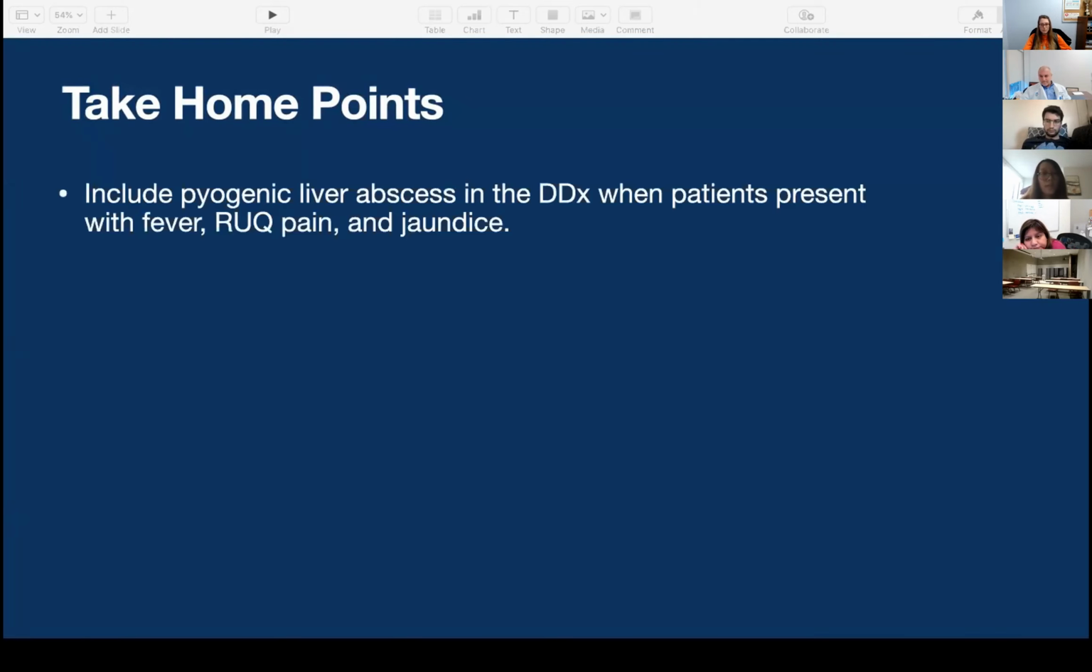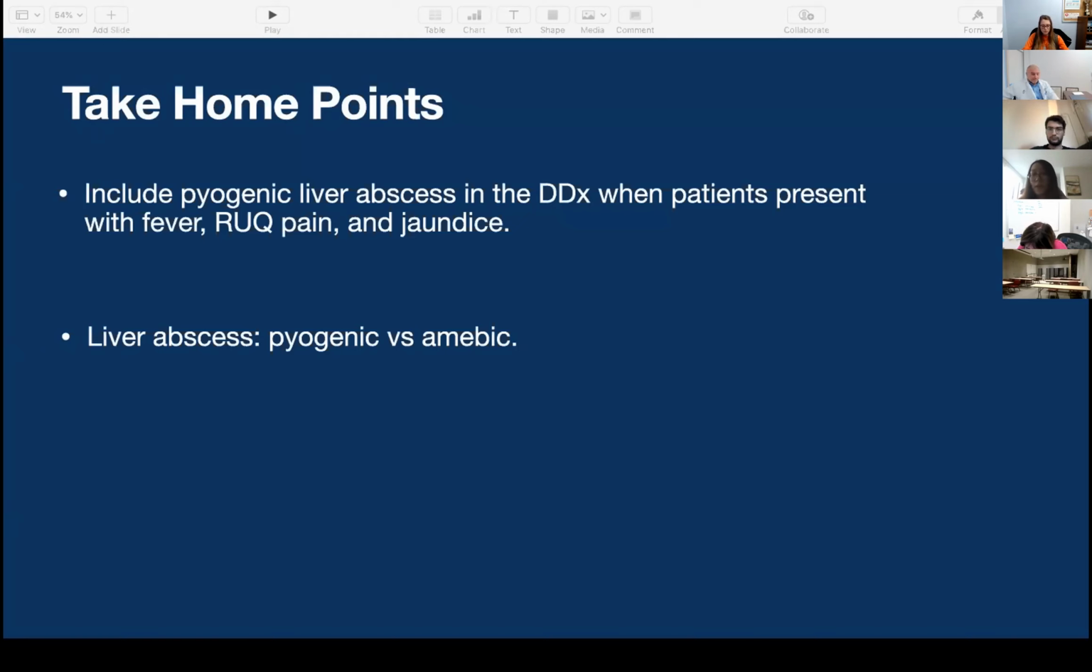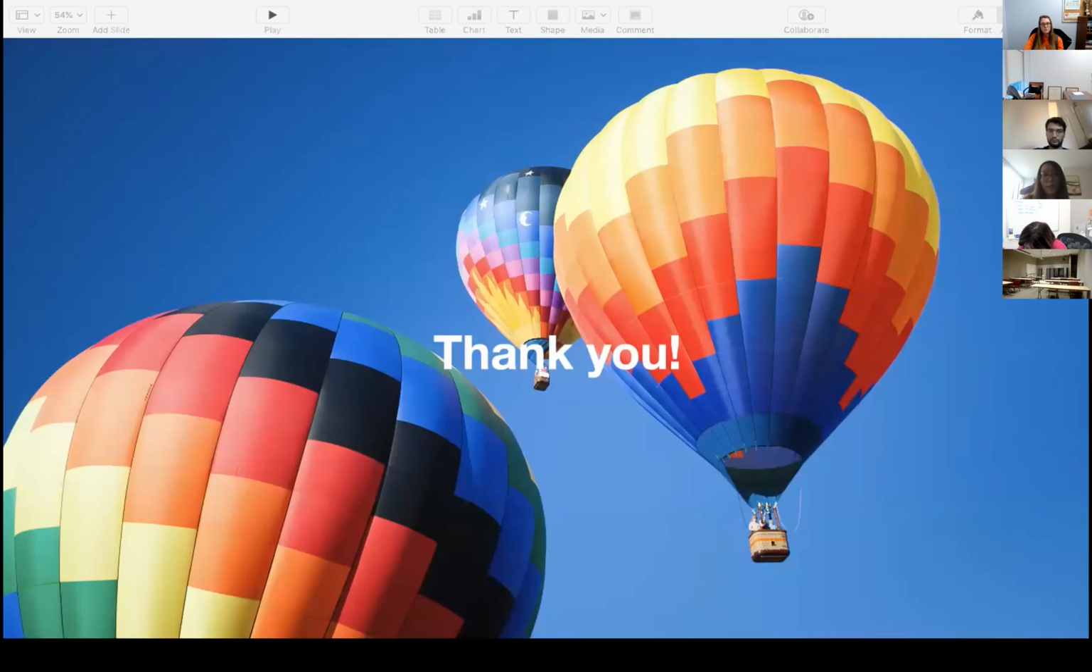So the take-home points. I think the first thing is that we need to put pyogenic liver abscess higher on the differential list when a patient presents with a fever, right upper quadrant pain, and jaundice. And the second take-home point is that when it comes to liver abscess, we need to consider pyogenic versus amoebic. Like the points that we discussed before, pyogenic liver abscess patients usually have a more aggressive presentation. And for the treatment, besides drainage, they usually need to be on a prolonged course of antibiotics. For our patient, he needed 6 weeks of antibiotics. And that will be all.